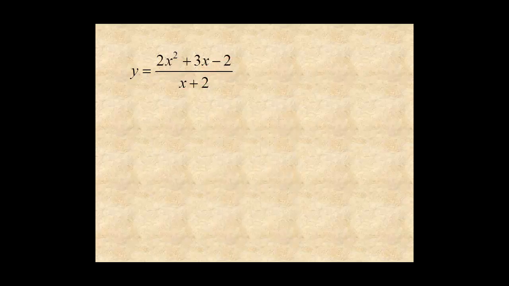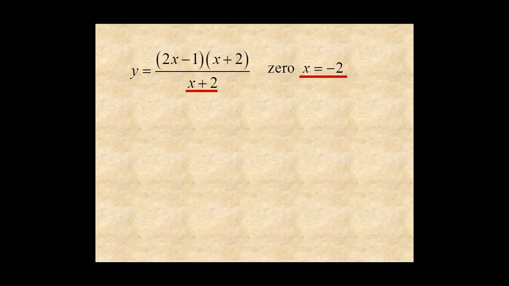Here's the first of 3 examples of graphing rational functions with holes. Begin by factoring the numerator. Since the denominator has a factor of x plus 2, x equal negative 2 is a zero of the denominator. Since this is a zero of the denominator and the numerator, the zero is a hole at x equal negative 2. To graph this function, simplify the expression by canceling the common factors of x plus 2. The result is y equals 2x minus 1.